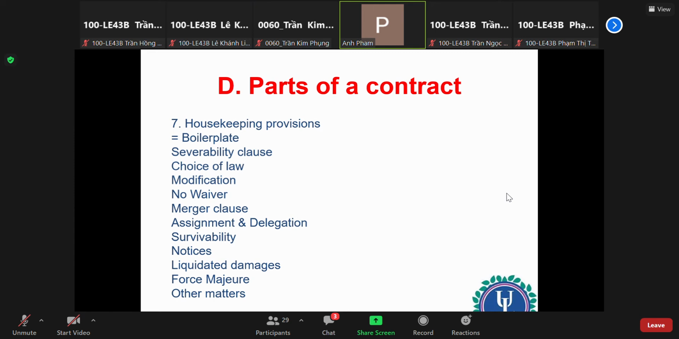And then the parties to the contract need to inform the buyer about the existence of this contract, just to make sure that the contract will continue.